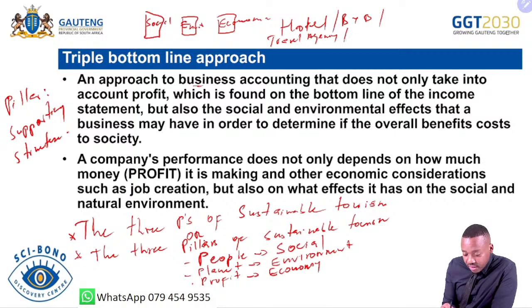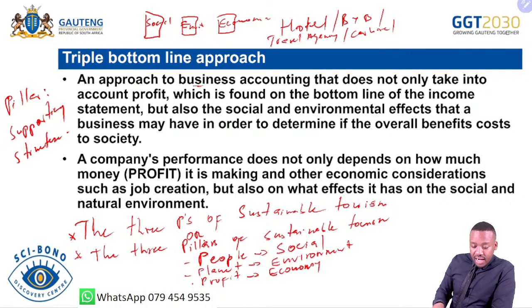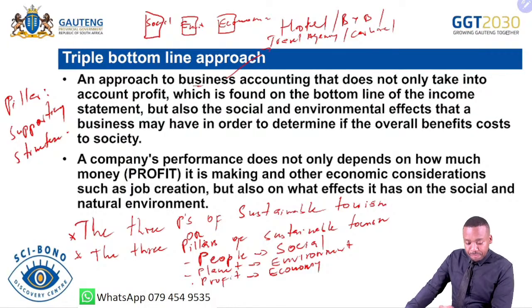Or a car rental, or shuttle, or so on. So triple bottom line, what is it? Remember, the tourism business that we're talking about, because you need to give us tourism related examples.